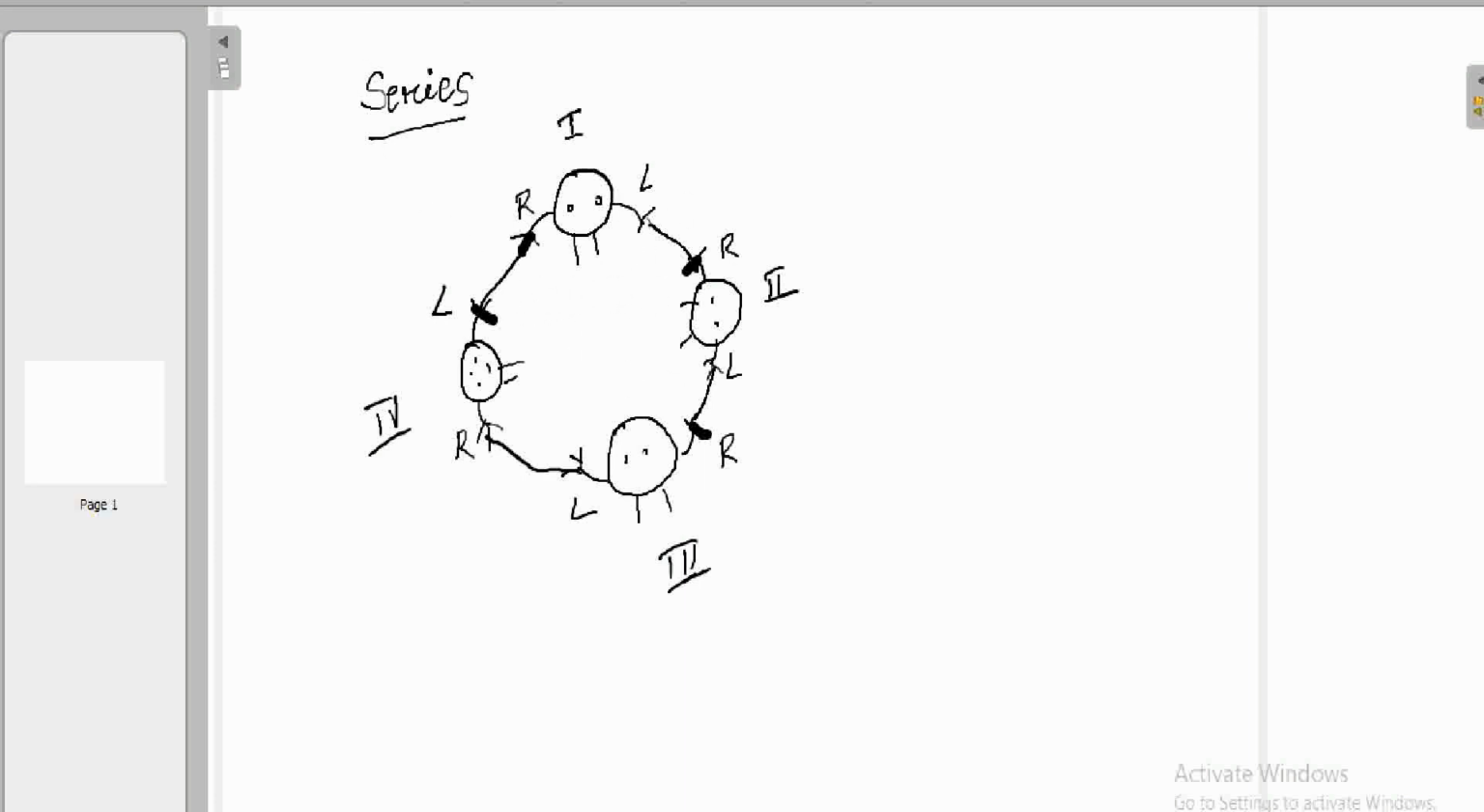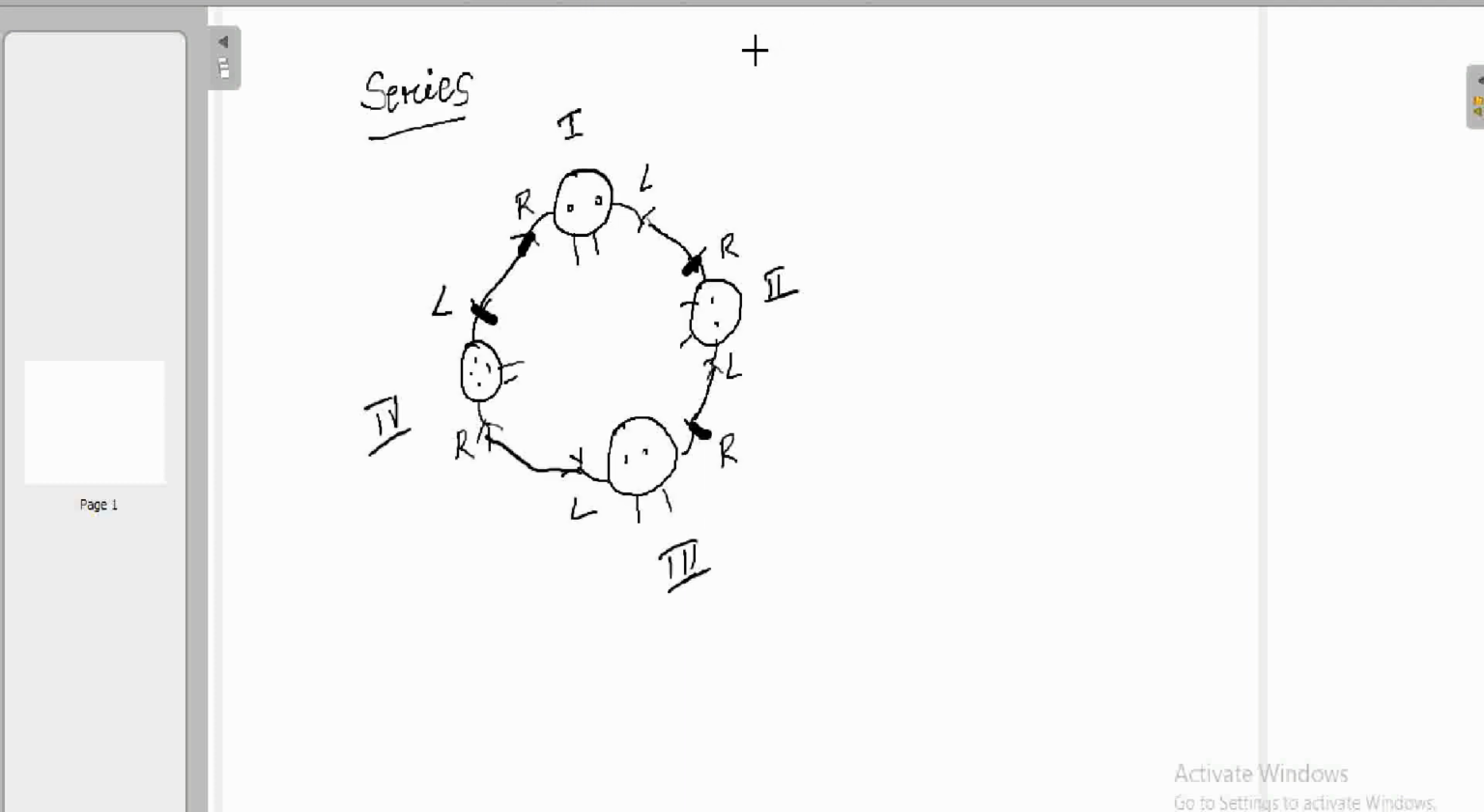In the electrical sense, if there is no connection between two of these members, can I say this circuit is a complete circuit? No, because there is a gap.